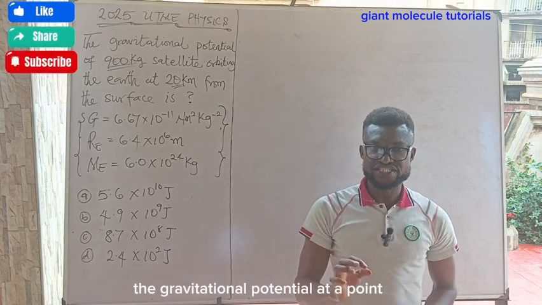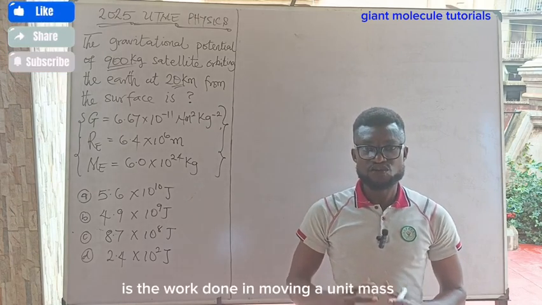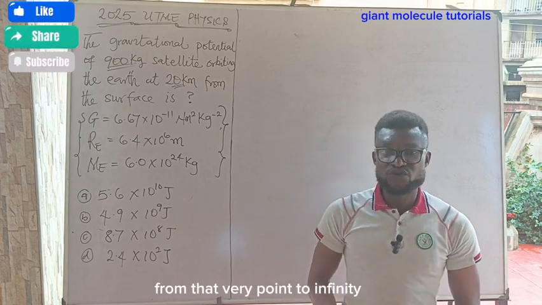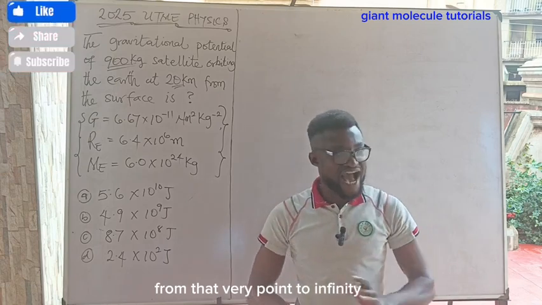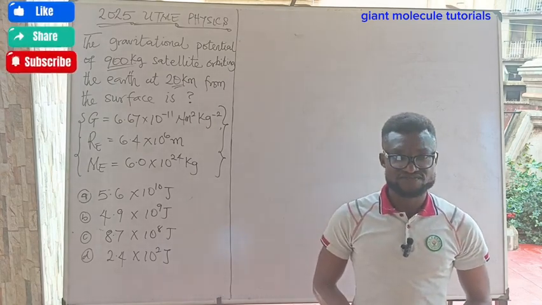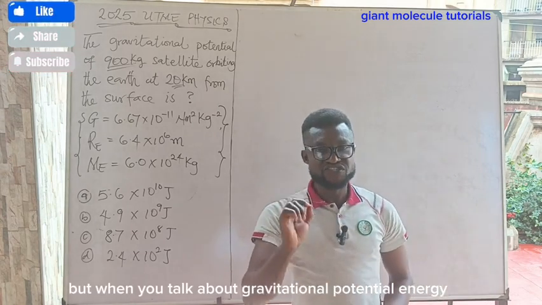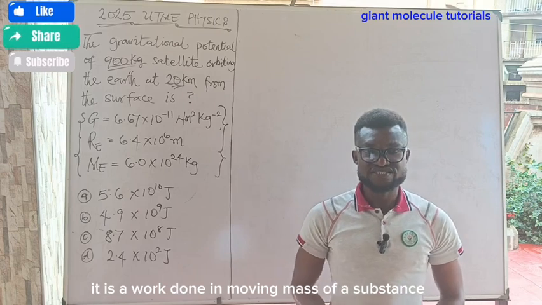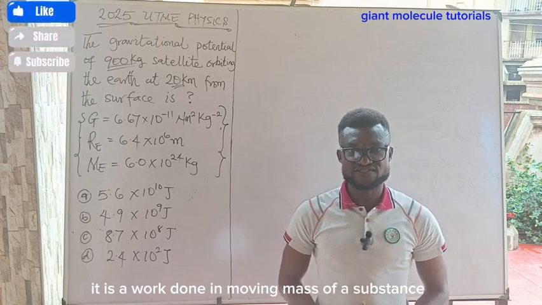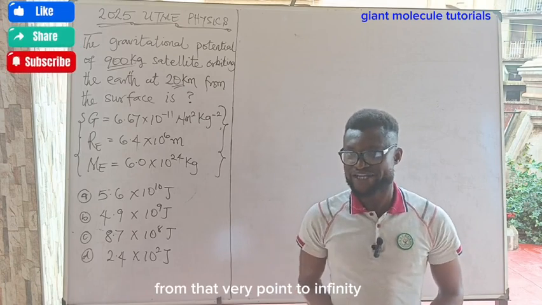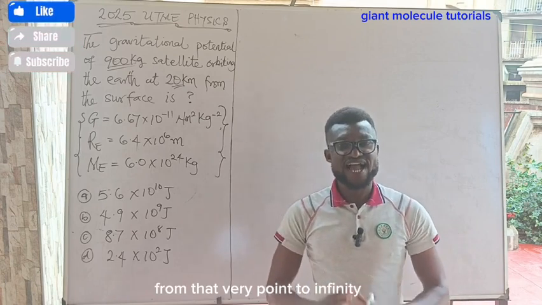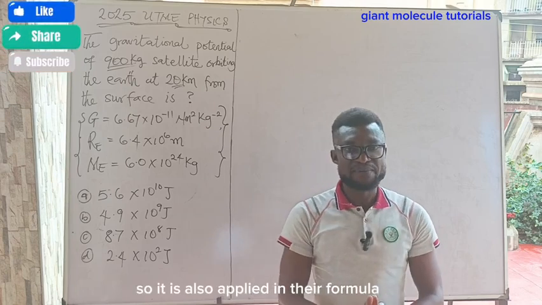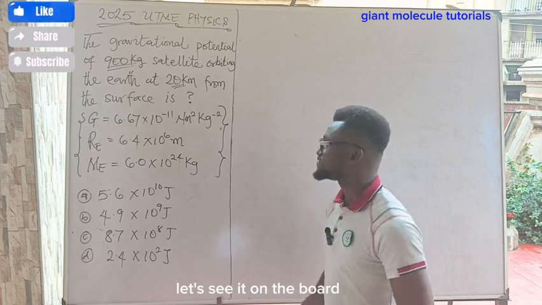The gravitational potential at a point is the work done in moving a unit mass from that very point to infinity against gravitational force. But when you talk about gravitational potential energy, it is the work done in moving mass of a substance from that very point to infinity against gravitational force. So it is also applied in their formula. Let's see it on the board.